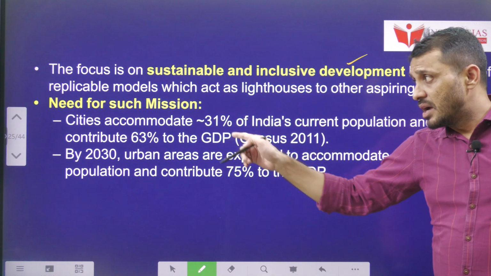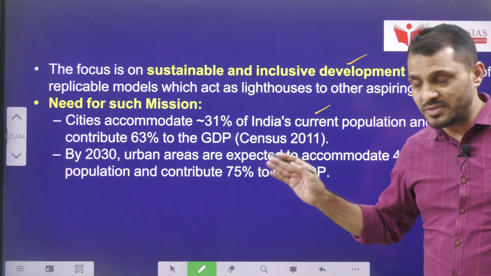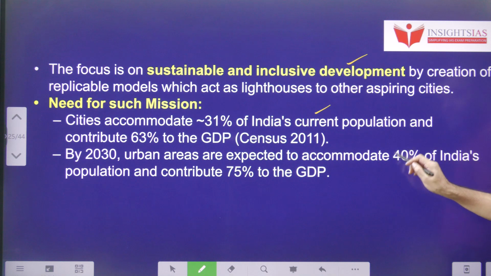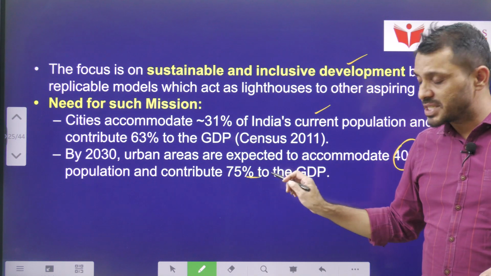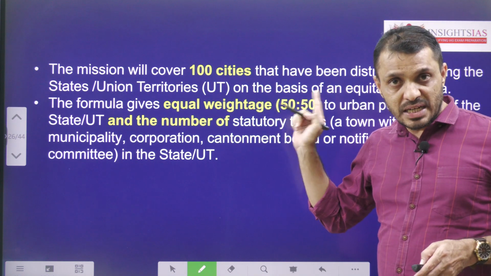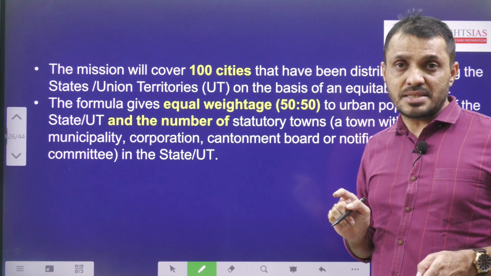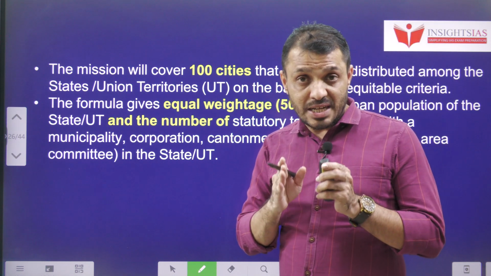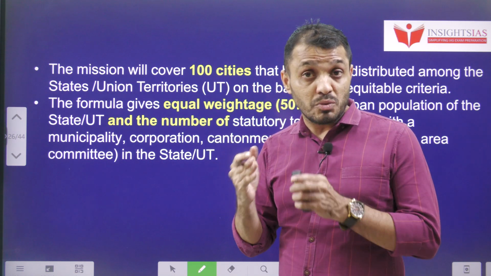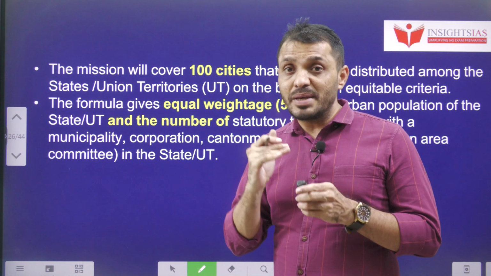Need for such a mission: at the moment cities accommodate 31% of India's population and contribute 63% of the GDP. By 2030 it is going to increase further. Around 40% of India's population as well as 75% of Indian GDP are going to come from the cities. The Smart Cities Mission will cover 100 cities from all the states, and for the ranking, 50% of the weightage will be given to the urban population in the state, as well as 50% weightage to the number of cities present in the state. Based on this weightage, ranking will be given to the states.